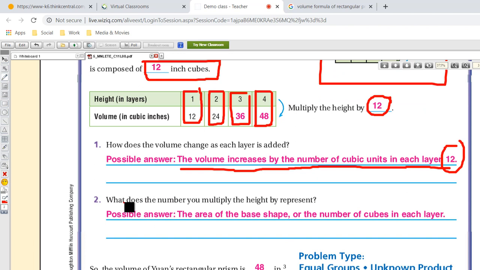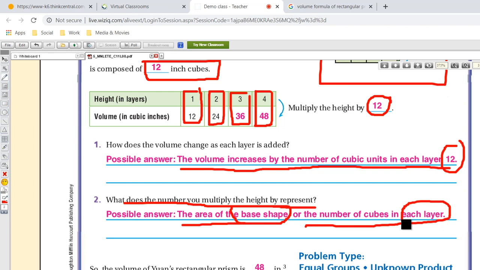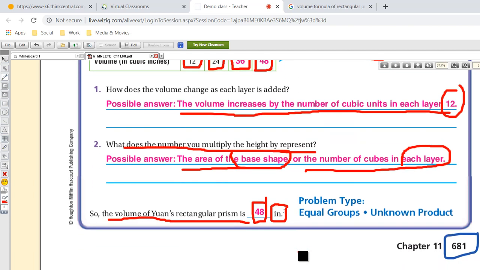Okay, what does the number you multiply the height by represent? The area of the base shape, or the number of cubes in each layer, which is 12. Okay, so the volume of Yom's rectangular prism is 48 cubic inches. That means cubic inches because we are measuring volume, so we use cubic units. If we want to get the area, you have to use square inches. Okay, let's move to the next page.